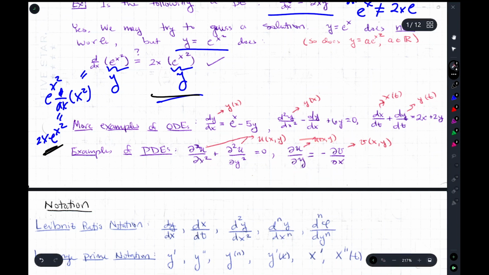What about this one? This one has two dependent variables, u and v, okay, and two independent variables, x and y. Okay, and so this is clearly a partial differential equation because you have more than one independent variable and you're taking derivatives of it.